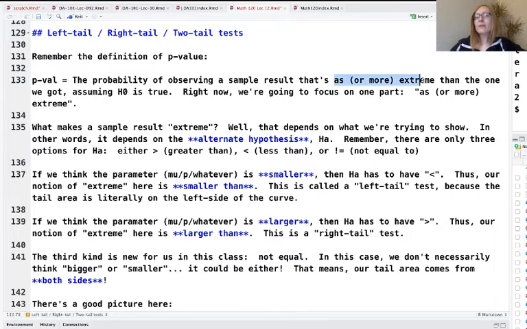And right now, I want to focus on this part, as or more extreme. What does it mean to be more extreme? The answer is it depends on what we're trying to show. And there's three possibilities. They all depend on the alternate hypothesis. Remember, the alternate hypothesis is always a statement of inequality. Null hypothesis has equals, always. The alternate hypothesis either has greater than, less than, or not equal to.